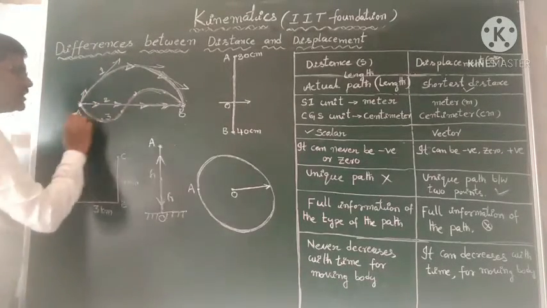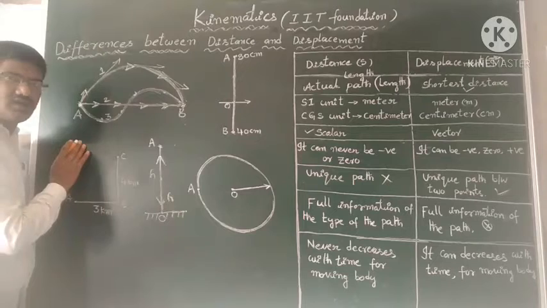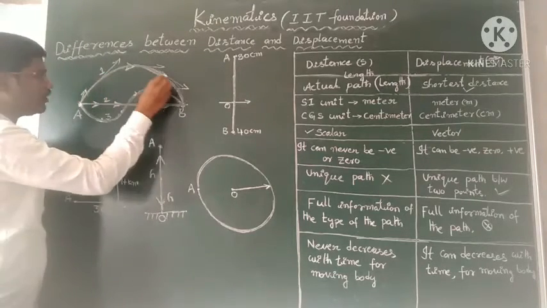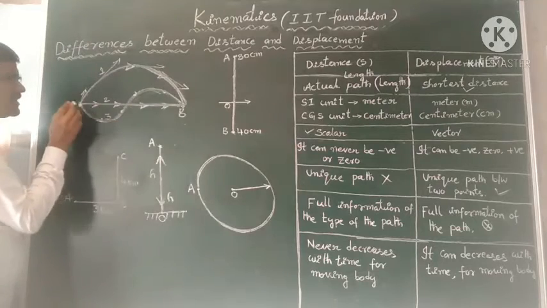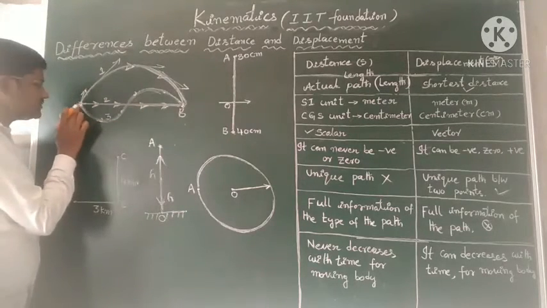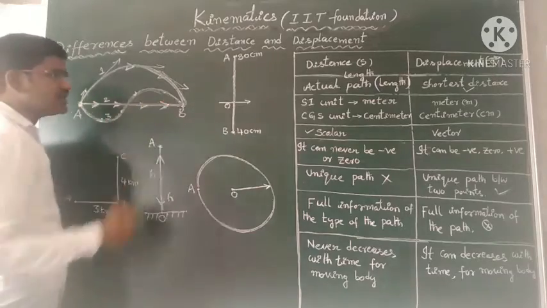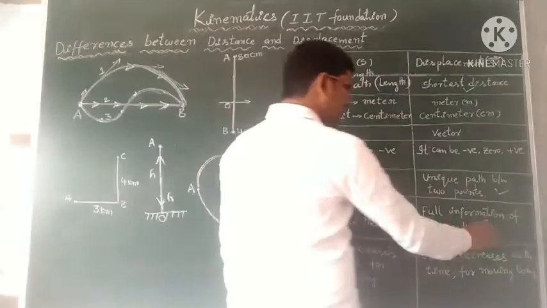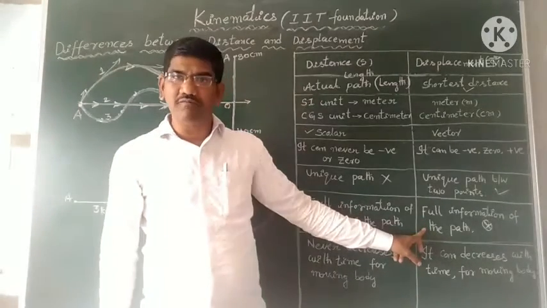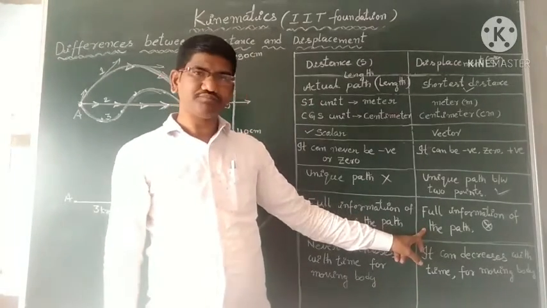If A to B, we can go in different manners. But displacement means I will go directly from A to B. Even though you follow this kind of path, if I ask the displacement between A to B, we will go in a specified direction. That's why it does not give the full information of the type of path followed by the body.